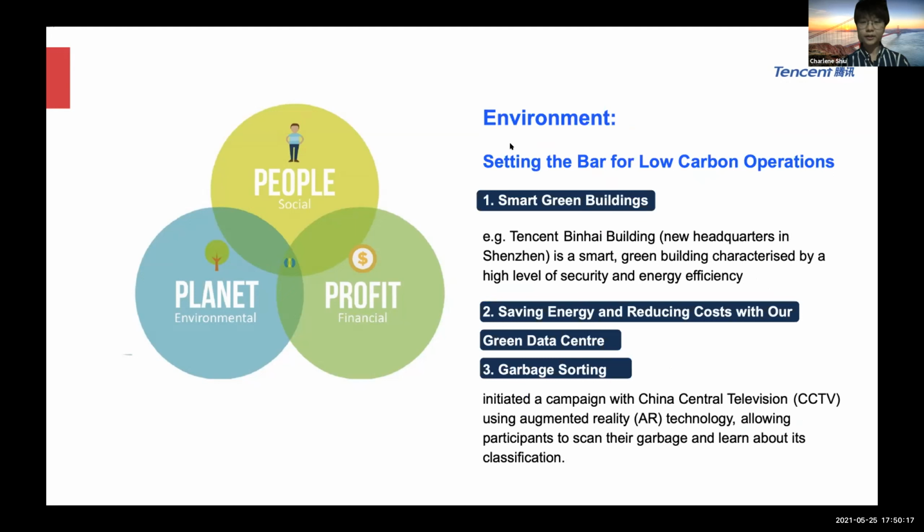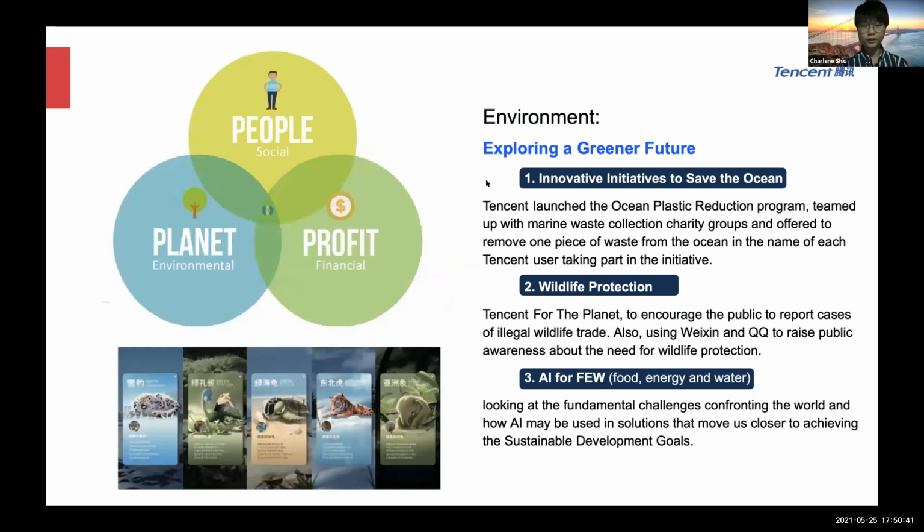For the environment, they are setting the bar for the low carbon operation. For example, they build some smart green buildings. For example, the new headquarters in Shenzhen, as well as they also aim to save energy and reduce some costs with their green data center. And they did some garbage sorting. Also, they aim to help with the marine life. For example, they did have some innovative initiatives to save the ocean with the technology they are familiar with, for example, the AR or the AI.